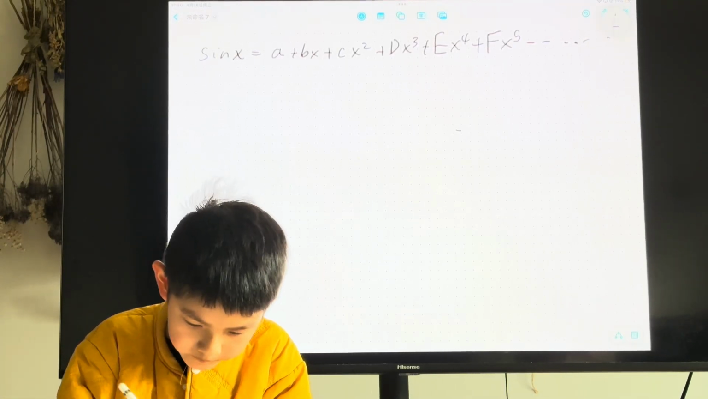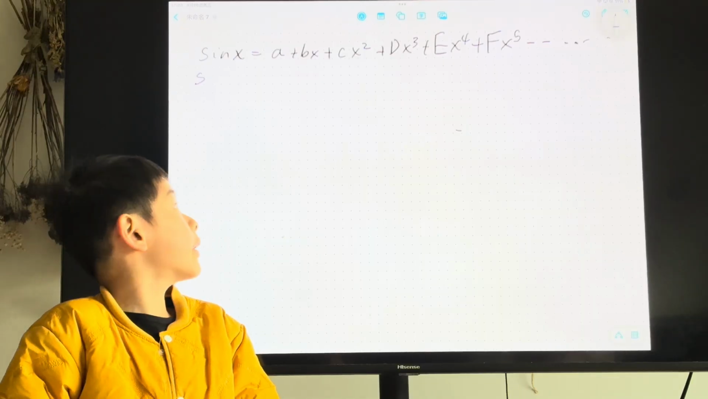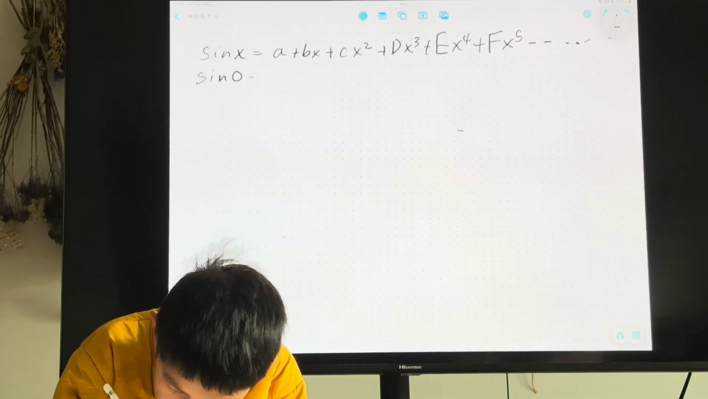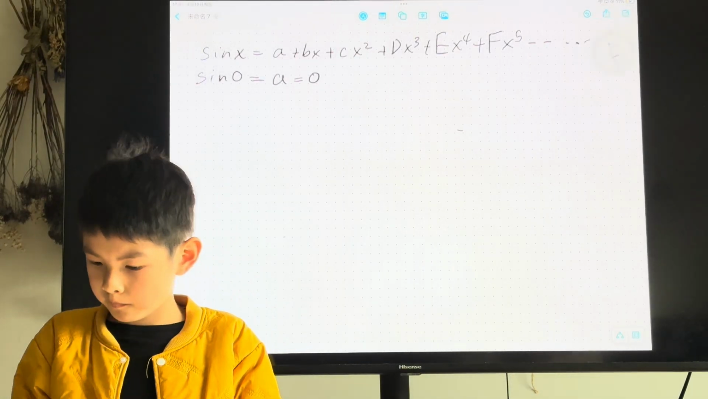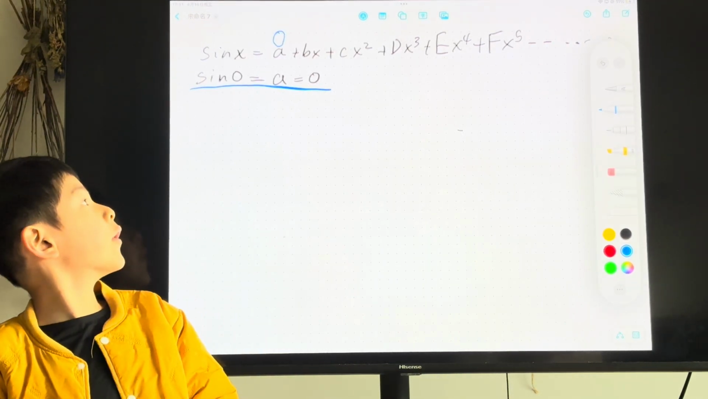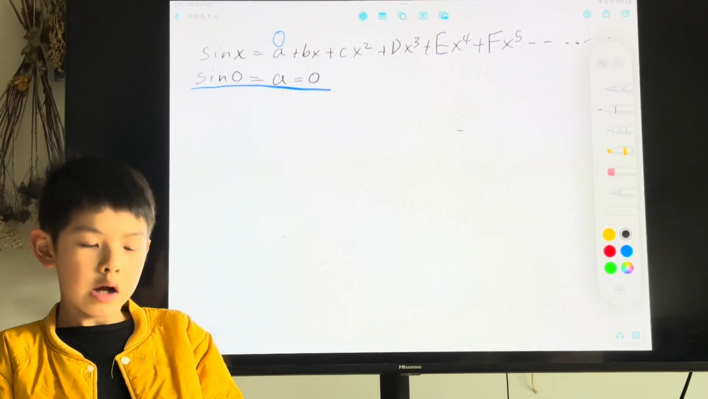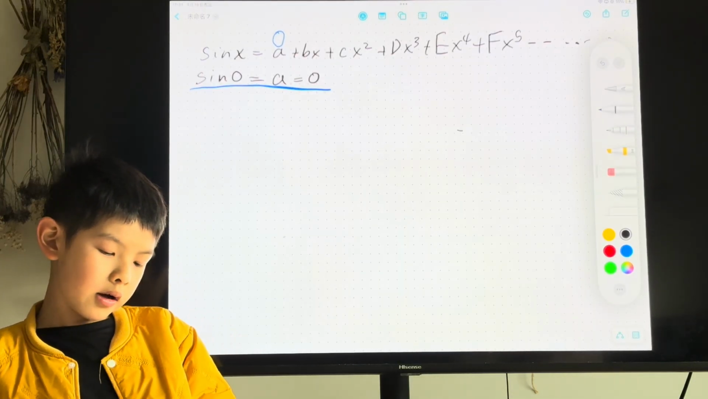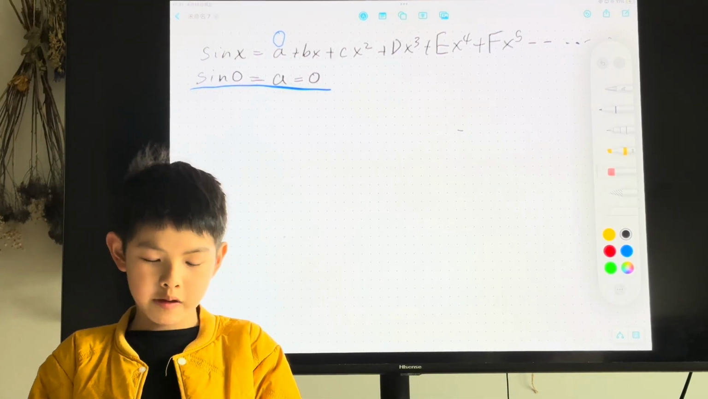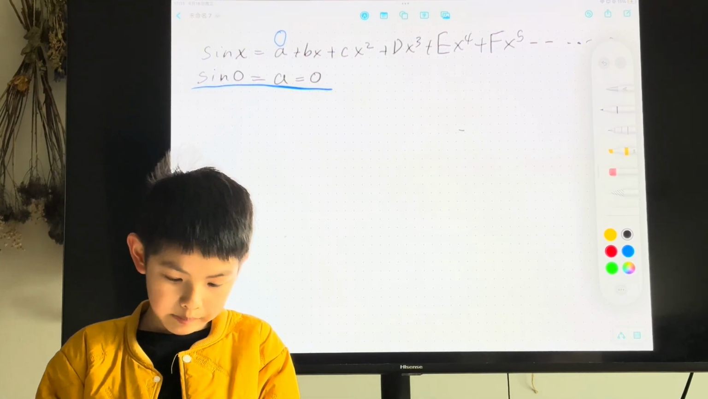We can plug in 0 for x to find the first term. So the first term is equal to 0. Why? We plug in 0 for x. On the left side we have sine of 0, which is equal to 0, and on the right side we're only left with a, because the other terms became 0.